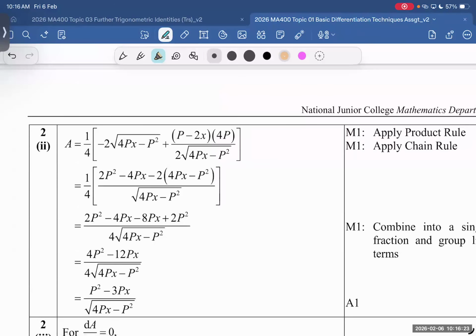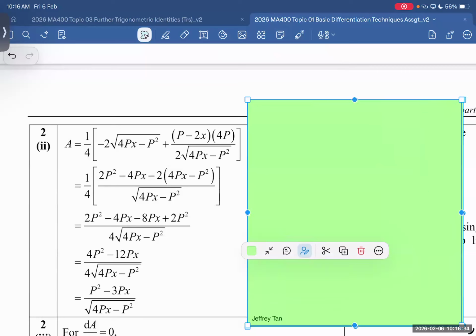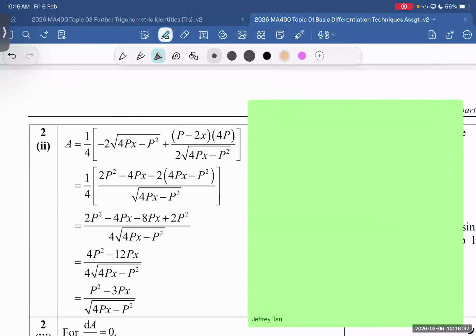If I were to do part 2, let's say I look at the question. I need to do dA/dx, right? So my A is 1/4 p minus 2x, times the square root of 4px minus p squared. I look at the first as my U and the second as my V. So far, okay? Turn around, everyone turn around.